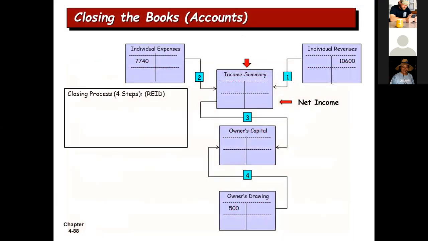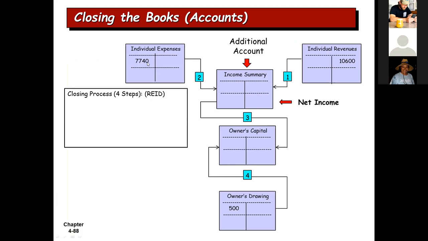So here's a summary, a quick schematic of the closing process. The revenue account has an ending balance of $10,600. The expense accounts have an ending balance of $7,740. Now we're going to close both the revenue and expense accounts to income summary. Income summary is created just for the specific purpose of closing.